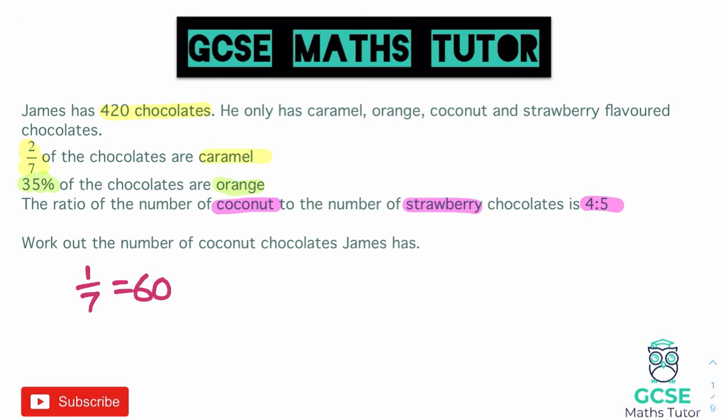Now we want 2/7, so we'll double that. So 2/7 would be 120. And then we've got our first piece of information. We've got there are 120 caramel chocolates. Now we can move on to the chocolates that are orange. So again, if we get rid of this and we'll just focus on the working out, in fact we'll just leave that there for the moment, we'll go with working out the 35% first.